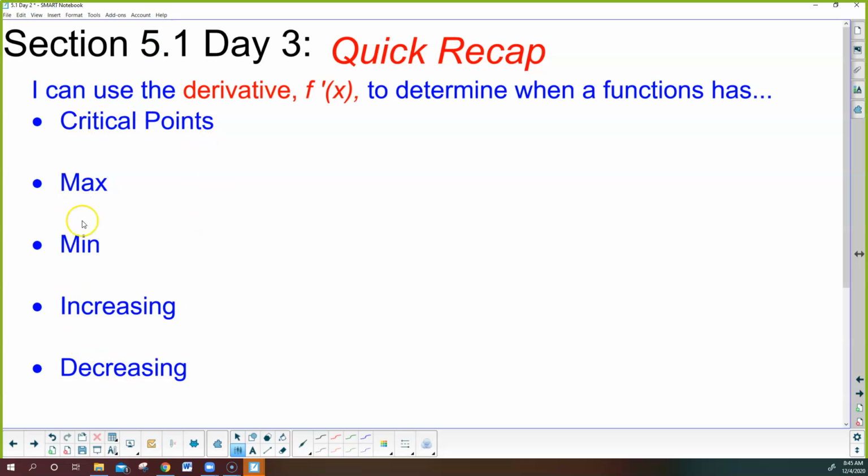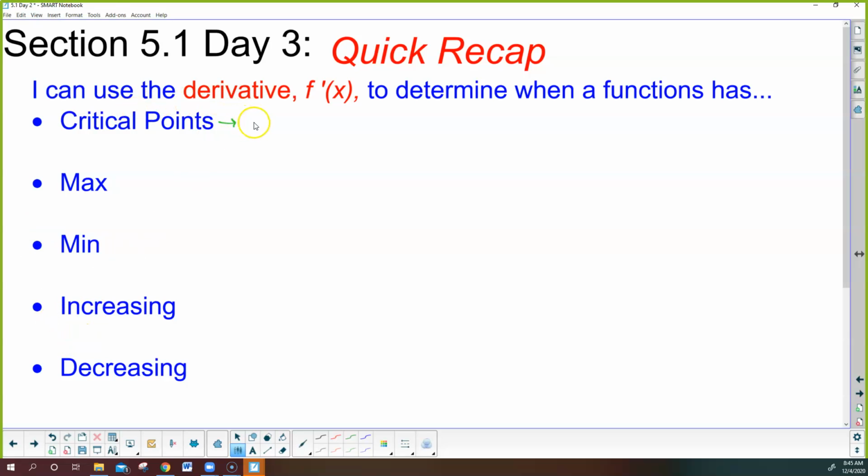These were in our notes from Monday, Tuesday, but I just want to go through really quick because now that you had a chance to practice it, I like the summarization piece of this slide. Okay, I can use the derivative, f prime of x, to determine when a function has critical points, max, mins, increasing, decreasing. So what if you had a test question and it said, find the critical points, and then it says justify. What work do you have to write down to justify these points?